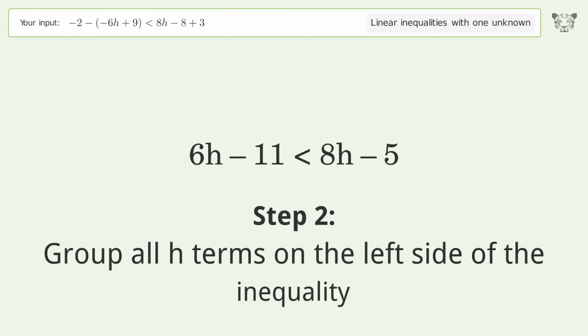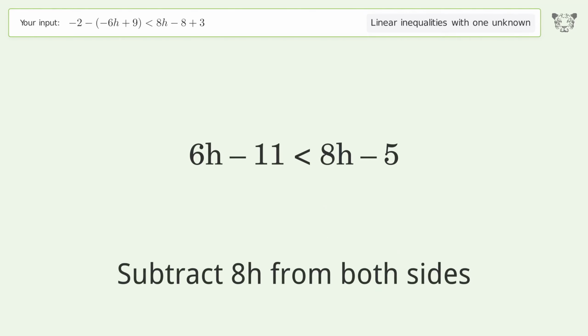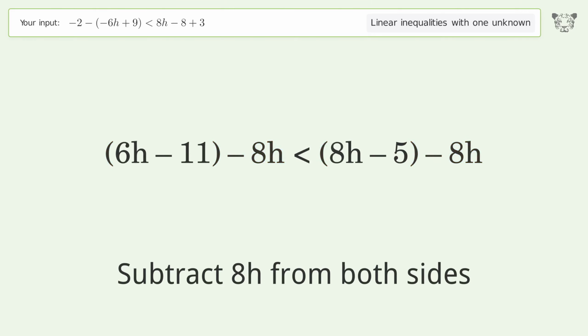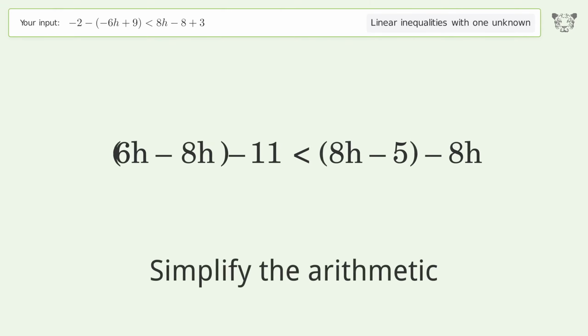Group all h terms on the left side of the inequality. Subtract 8h from both sides. Group like terms. Simplify the arithmetic.